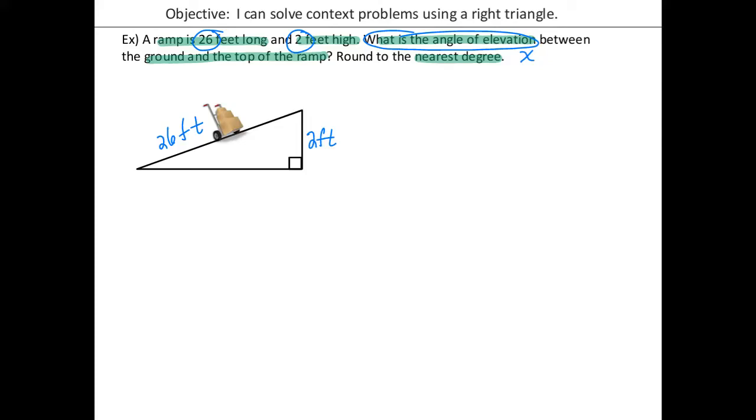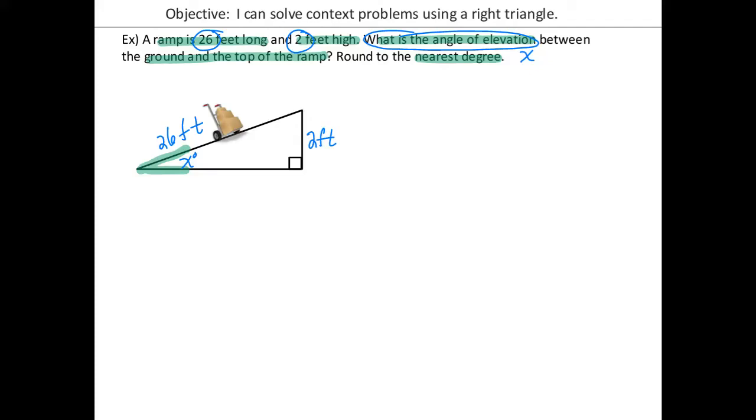And we are asked to find the angle of elevation between the ground and the top of the ramp. So where does my x go? The angle, sorry. And the angle, the top angle or the bottom angle? Bottom is from the ground to the top of the ramp. That's the angle of elevation. So my x goes right here. I don't know what x is. That's what we're trying to solve for.